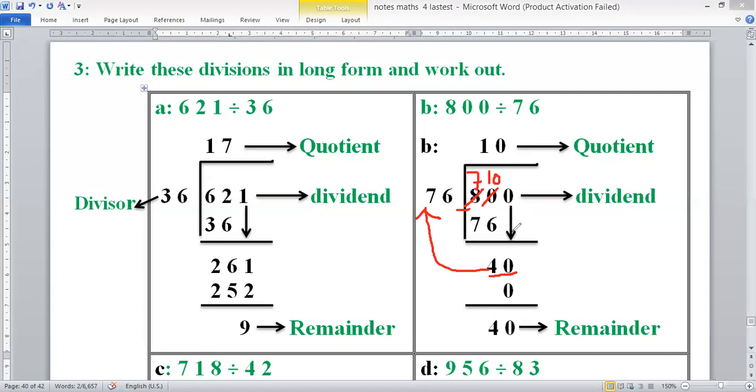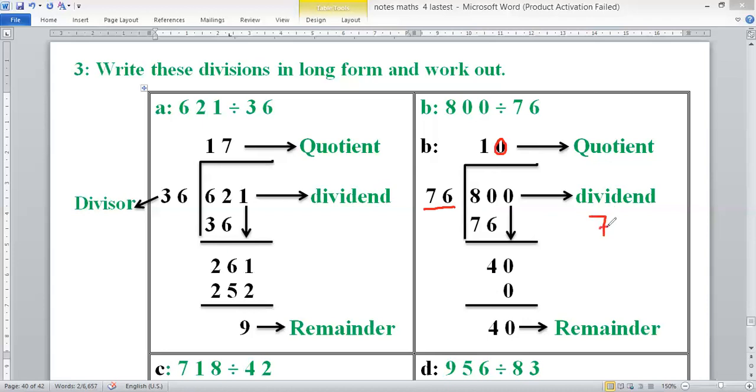Because when you shift this number down, it means you must divide the number, even if the number is smaller than the divisor. Here the 40 is smaller, but no need to worry. When you multiply 76 by 1, you get 76, and you can't subtract 76 from 40. Therefore, you will multiply 76 by 0.